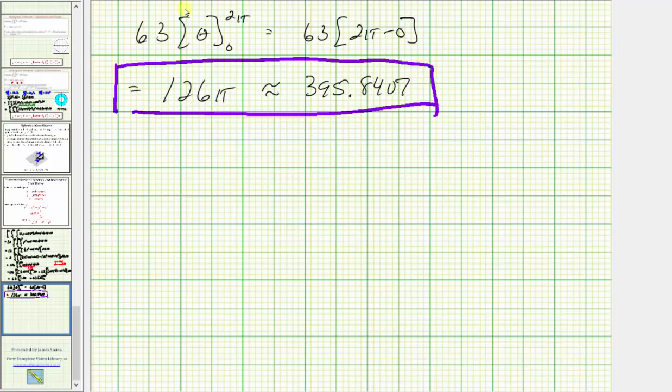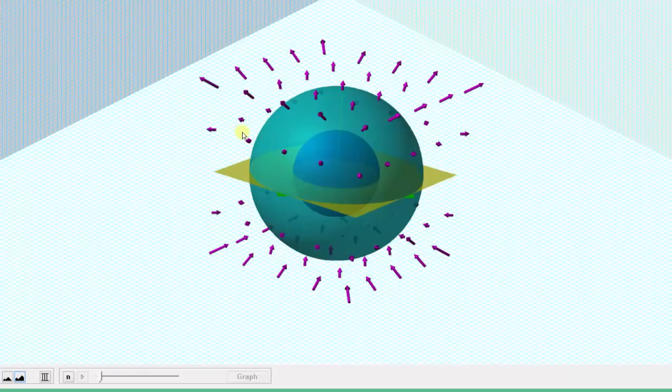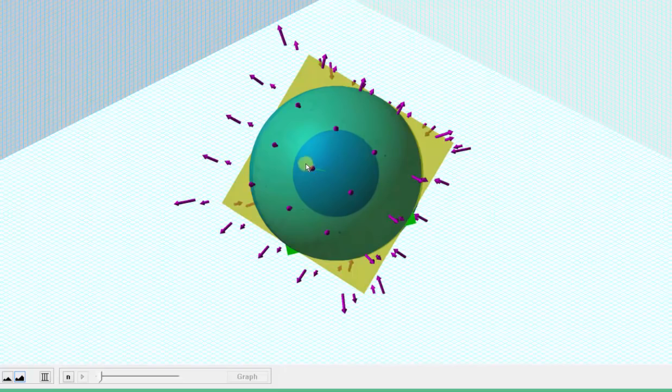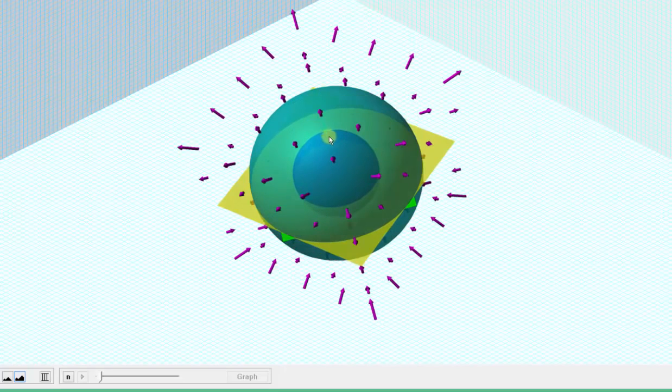So going back to our graph one last time, we just found the total flow across the boundary of the surface S, which bounds the solid between these two hemispheres above the xy plane, is 126 pi, which based upon the divergence theorem is also the total divergence of the vector field in the solid region V. I hope you found this helpful.